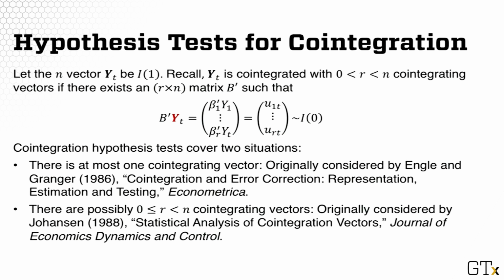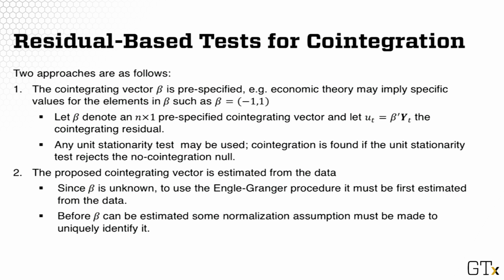Cointegration hypothesis tests cover two situations. One is that there is at most one cointegrating vector. The other is that there are multiple cointegrating relationships. These two approaches have been introduced in the references provided on the slide. Let's take a closer look at these approaches. First, let's define the hypothesis. In testing for cointegration, the null hypothesis is that of cointegrated multivariate time series, assuming an integrated time series of order 1, and the alternative is that the multivariate time series is stationary. Note that this is not a test of stationarity, it is a test of cointegration.